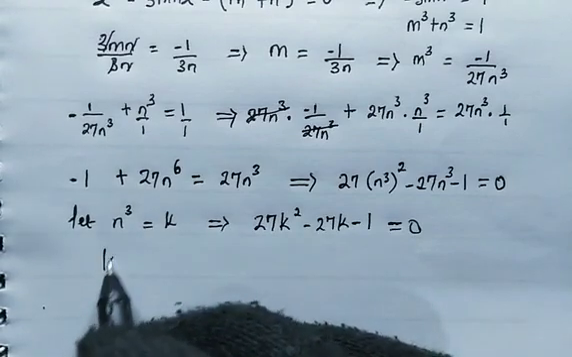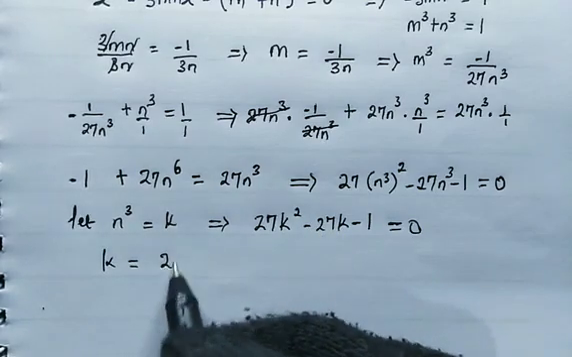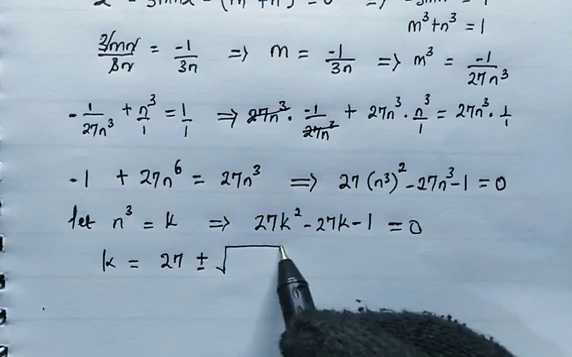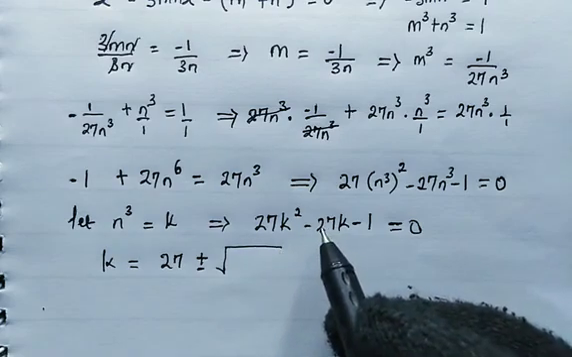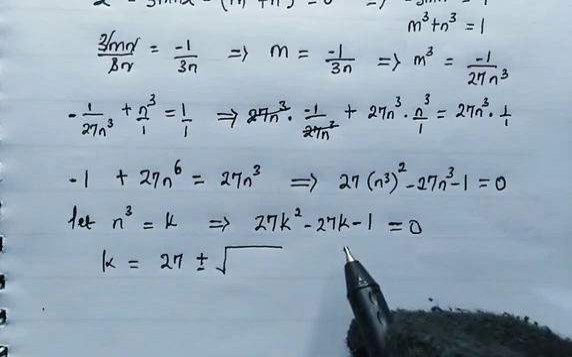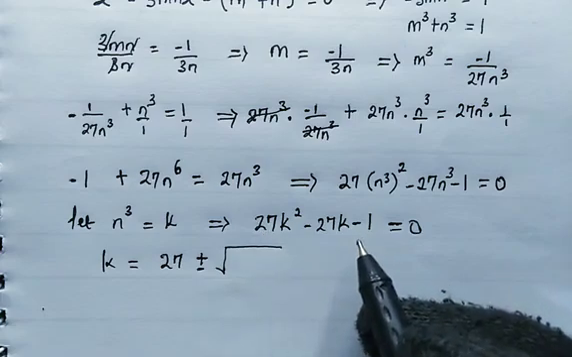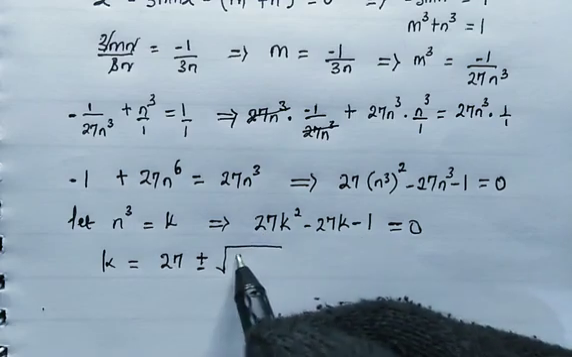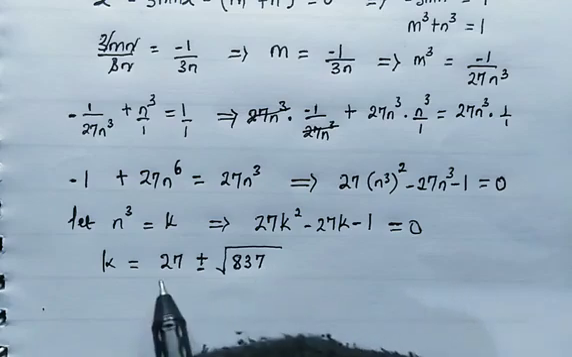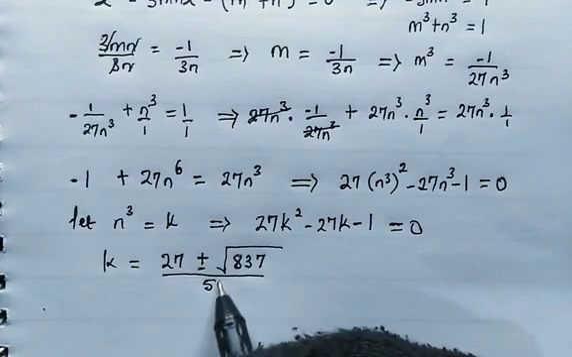From here we're going to solve this quadratic equation using the general quadratic formula. So we get k will be equal to negative b, which is the negative minus 27, which is 27, plus or minus square root of b squared, that will give us 27 squared, and that is 729, minus 4 times 27 times negative 1, that will become plus 108, and that will give us 837. Then divided by 2 times a, which is 2 times 27, which is 54.